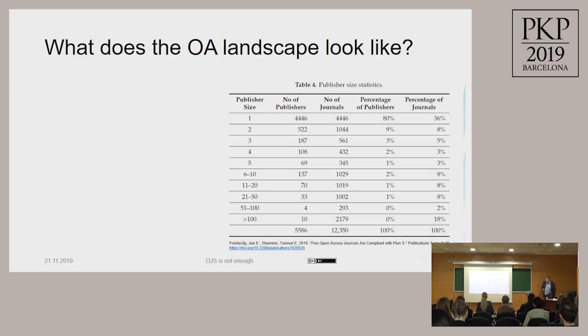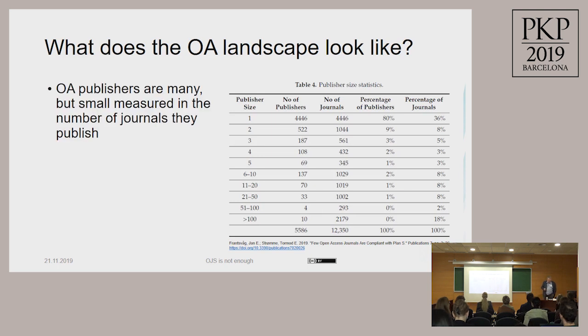We get a very large number of numbers here, but you don't have to read them all. The gist of it is that open access publishers are many, but they are small, measured in the number of journals they publish. Now, there are some problems with this kind of statistics. I won't go into it, but this gives a rough picture of the reality. We can summarize the table: there are a great many publishers publishing one or a few journals, and then there are a few publishers publishing a large number of journals each, and there's not very much in between.